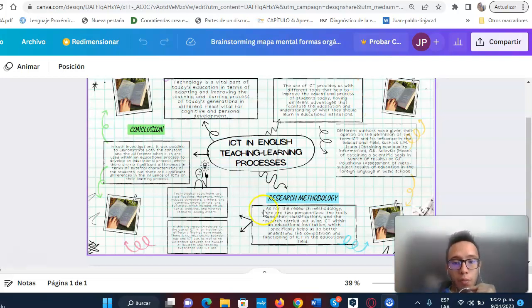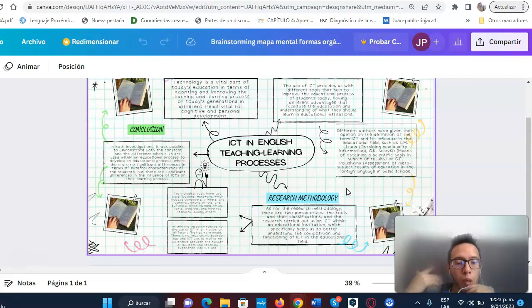The second one is research methodology. Basically, we are talking about the research, and we have two different perspectives. The first one is the tools and their classification, and the research carried out using ICT within an educational institution, which specifically helps us better understand the composition and functioning of ICT in the education field. So basically, we have two different perspectives, taking into account that we use two different resources, but with the same goal of explaining the different fields within the information and communication technology field or term.